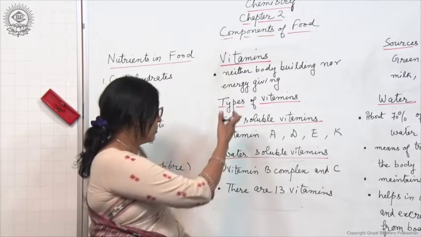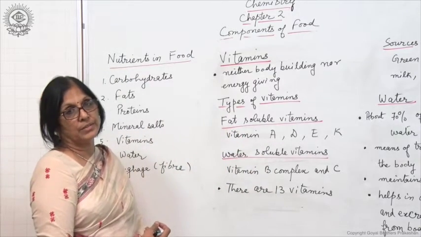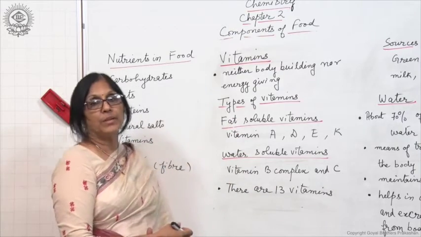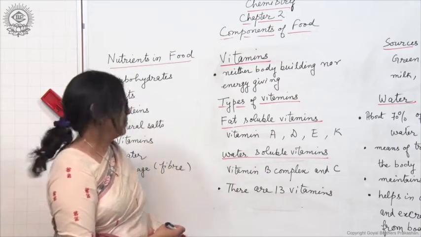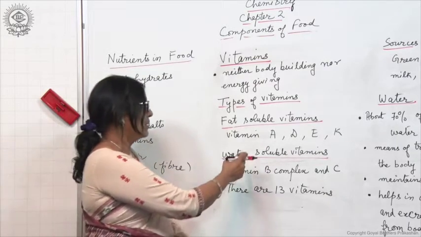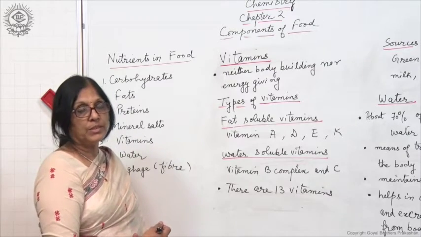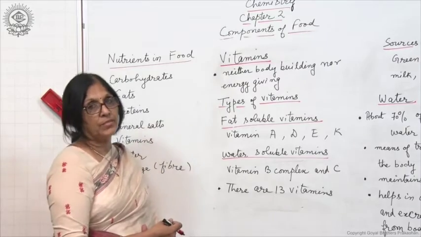Now, let us see, there are two types of vitamins depending upon the solubility. If the vitamin is soluble in fat, it is a fat soluble vitamin. The examples are vitamins A, D, E, K. And if the vitamin is soluble in water, they are called water soluble vitamins. For example, vitamin B complex and vitamin C.